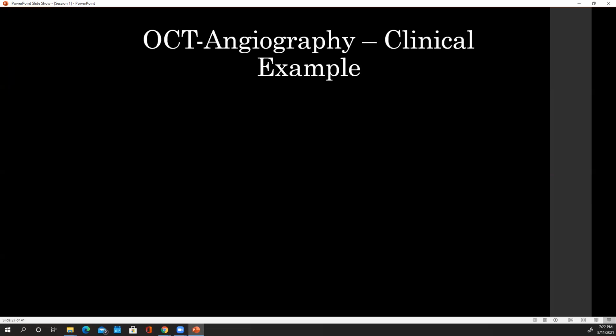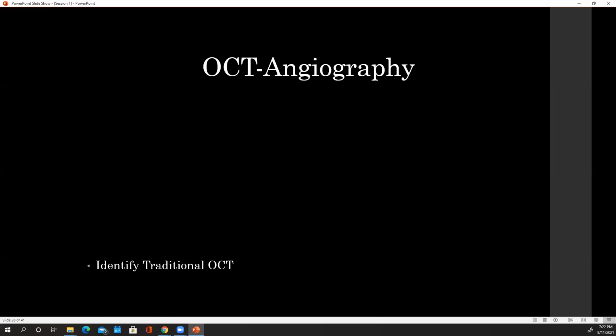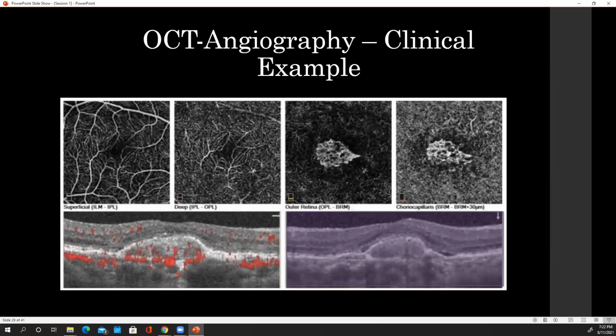Let's go through a quick clinical example, okay? Here is what one of our OCT angiographies can look like. Now, we have a pretty cool one. I like this one. Some of them are different. They only give you en face images. Let's look at this one. It's just a little bit easier. The first thing is, over here, which I've highlighted, that's your traditional OCT. You know that. So identify the traditional OCT first. You see if there's any pathology. Well, yeah, there's pathology. This is exudative AMD, I'll just tell you. You can see, right? I mean, this isn't normal, right? We have this weird stuff here.